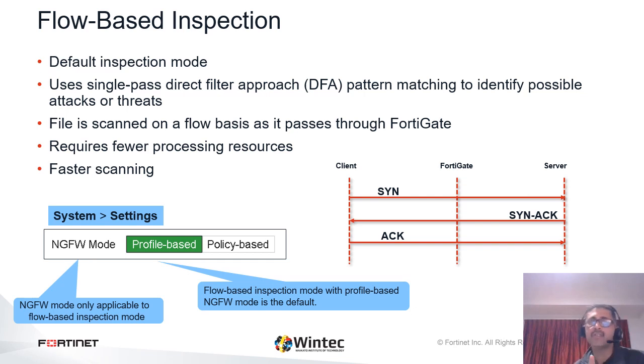However, there are a couple of disadvantages. The first disadvantage is that a number of security features that are available in proxy-based mode are not available in the flow-based mode. Then fewer actions are available based on the categorization of the website by the FortiGuard services. And finally, flow-based inspection mode with profile-based next generation firewall mode is the default for FortiGate devices. So you need to be aware of that because you need to make some basic changes within the lab when you start the lab.